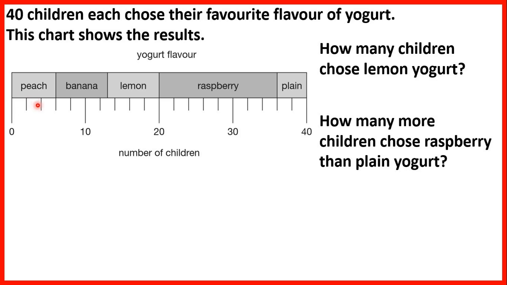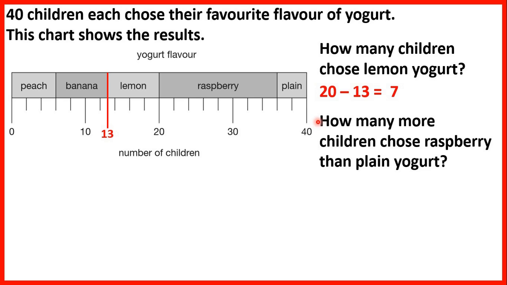So we have 2, 4, 6, 8, 10, 12, 14. And we can see that the bar for lemon starts between 12 and 14. So that must be 13. The bar for lemon finishes on 20. So to know how many children chose lemon, we can work out 20 minus 13, and that's 7. So 7 children chose lemon.